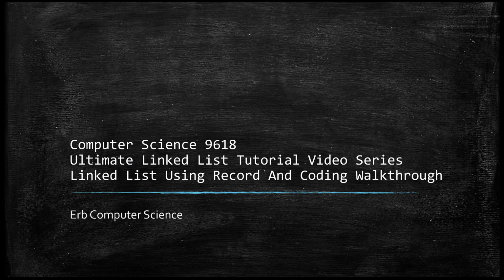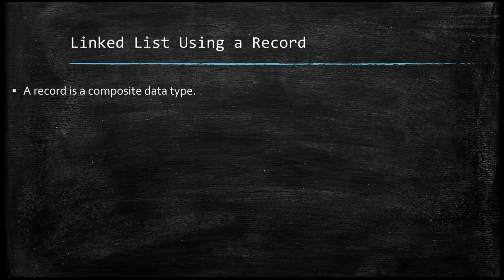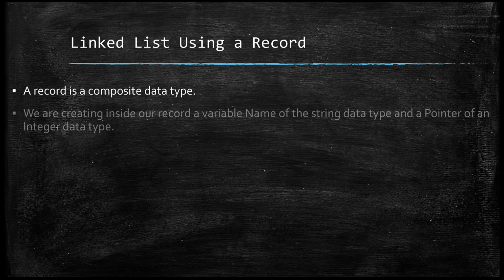In this video for Computer Science 9618, we're going to take a look at the last video in our Ultimate Linked List tutorial video series. This is about building a linked list using a record, and of course we're going to code it out and walk through that code to help you further understand how to build a linked list using a record.